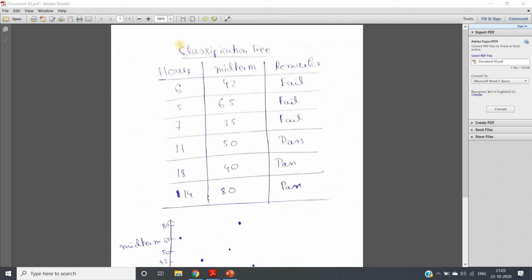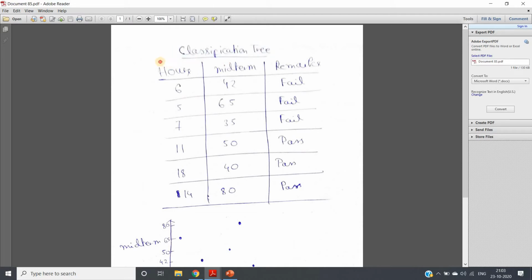In this particular video I am going to give you some mathematical intuition behind the formation of a classification tree: how the algorithm works, which particular feature we have to select at one particular stage, and what should be the value based on which we are going to divide our data into two parts. That is how our algorithm decides.